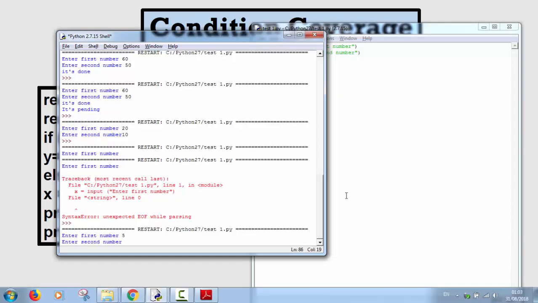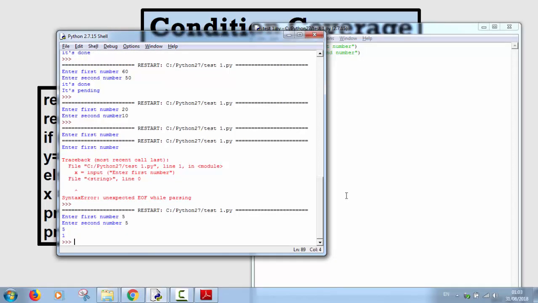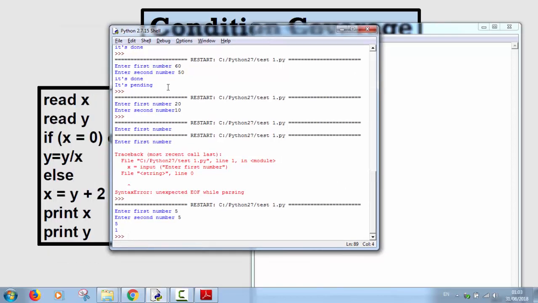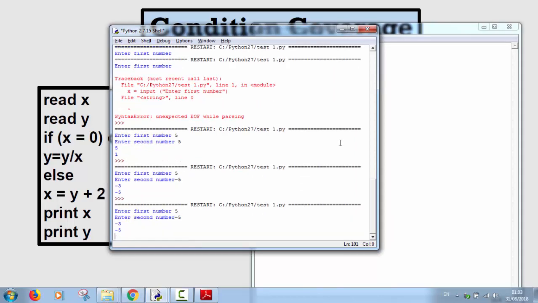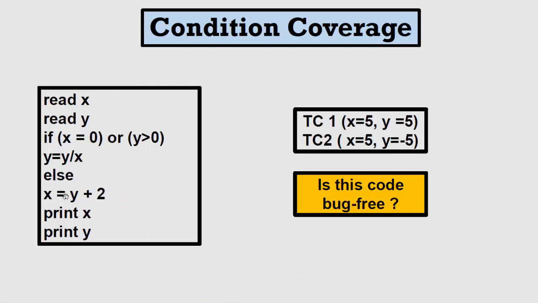First number 5, second number 5. He printed x and y, and he changed y because y equals, like we said, y divided by x, so it equals 5 divided by 5, which is 1. Let's run it again. Let's try x equals 5 and y equals minus 5, then minus 3 and minus 5. Y is minus 5 like we gave it to him, and x equals y plus 2, which is minus 5 plus 2, which means minus 3. So according to decision coverage, this code should be bug free.